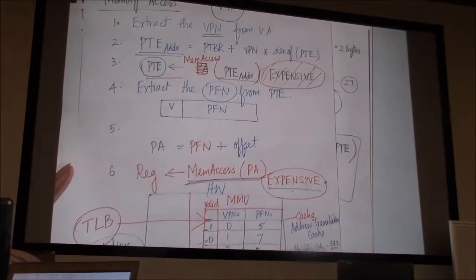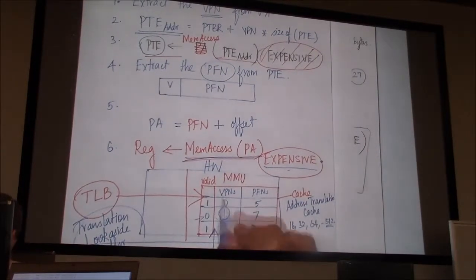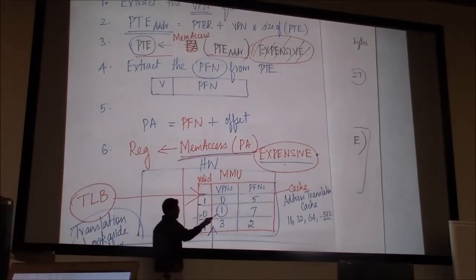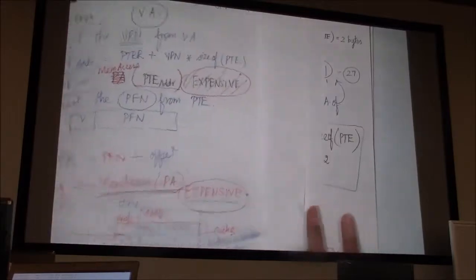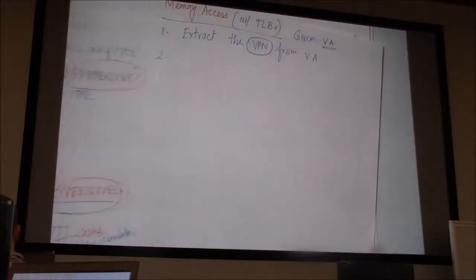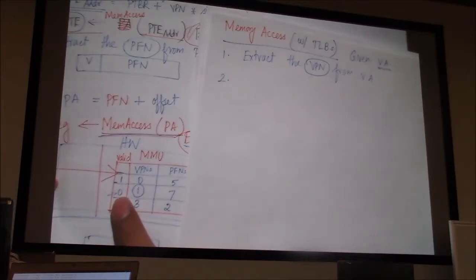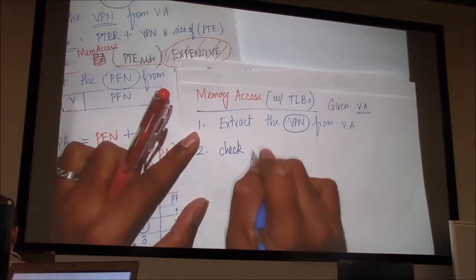Let's assume the VPN that we are trying to access from this virtual address is VPN 1. We will go through this particular TLB to see if VPN 1 is present here. Currently it is present, okay. Actually currently it is not present, sorry, because even though we have that number here, we have the valid bit set to 0. So first let's just check the TLB.